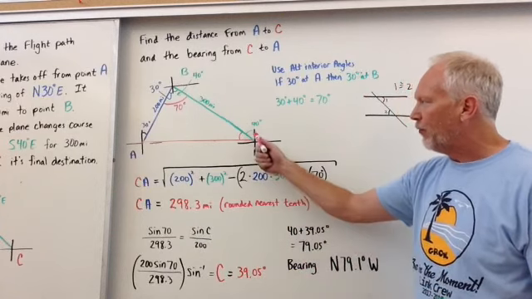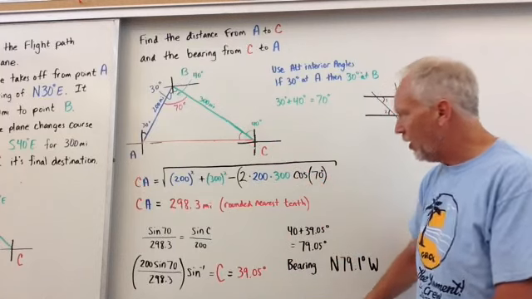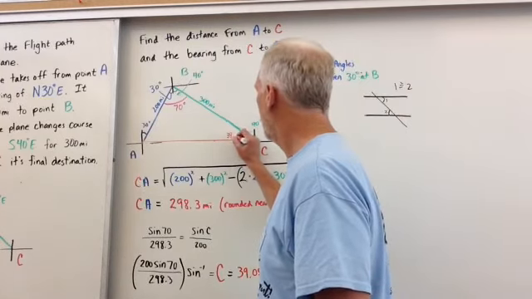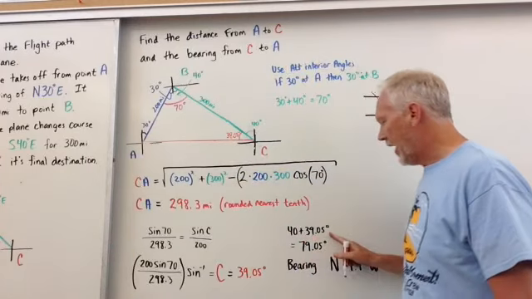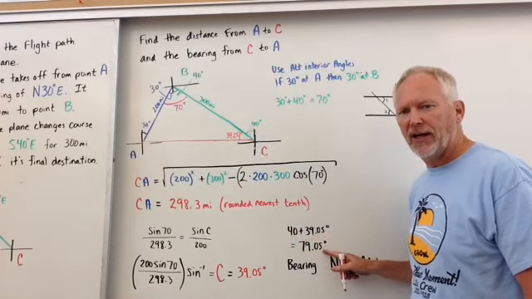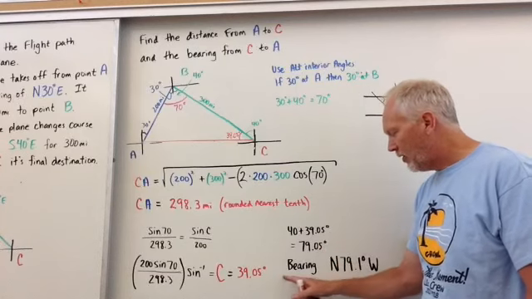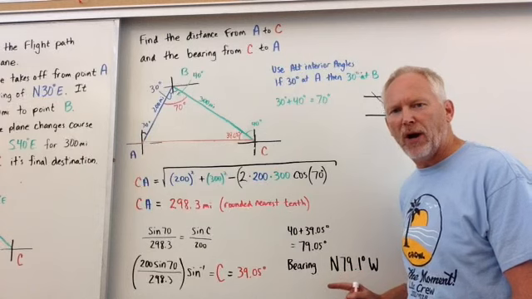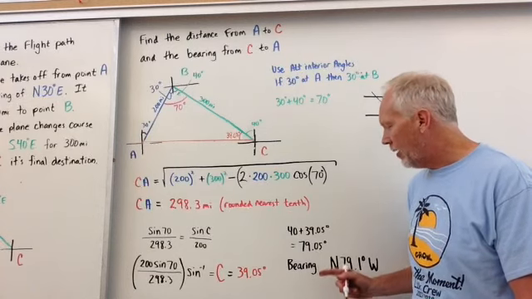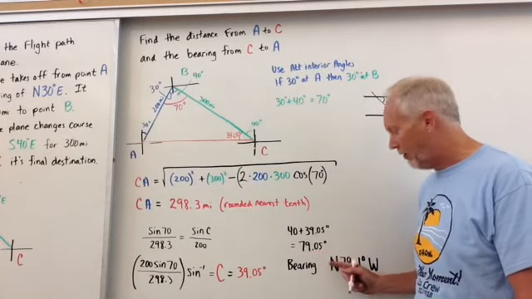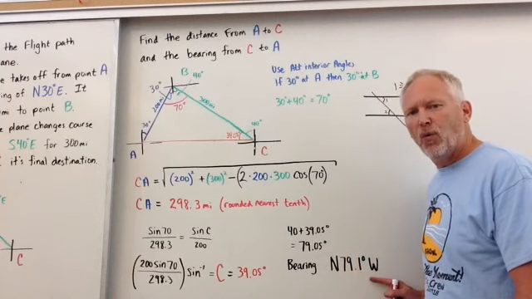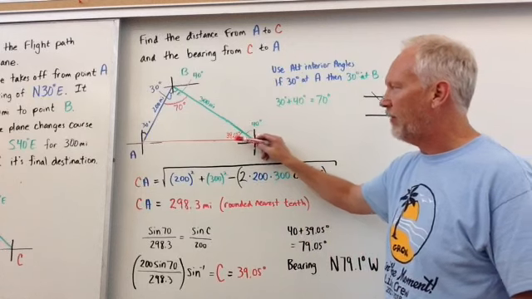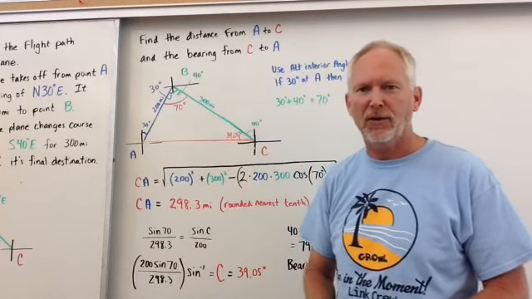I add that to my 40 degrees here, because now I know that this is 39.05, and I get 79.05. So the bearing then is north 79. If we wanted to round to the nearest tenth, we could. We could call it 79.05, but 79.1 in the westerly direction. And that is the bearing that the plane would have to fly in order to get back to A.